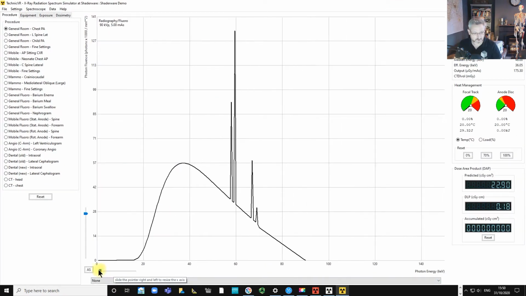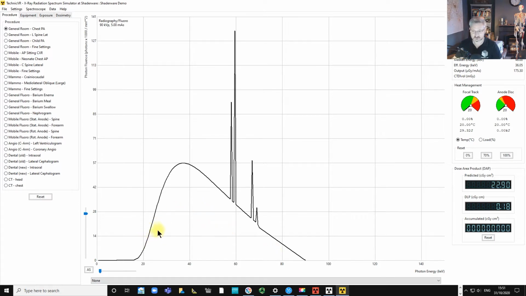Okay, so what we've got here is a graphical form of the X-ray production that comes out of our X-ray tube. So along the bottom axis here, we've got the photon energy of the X-ray photons, and along the y-axis we've got the number of photons. So if you multiply the energy by the number, then you get the area under this graph, and that area is the energy, total energy.